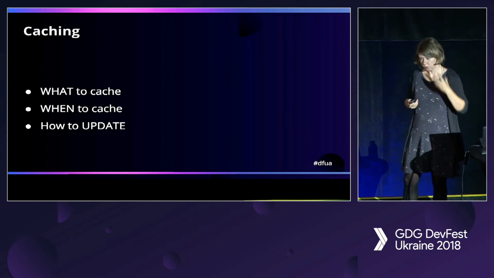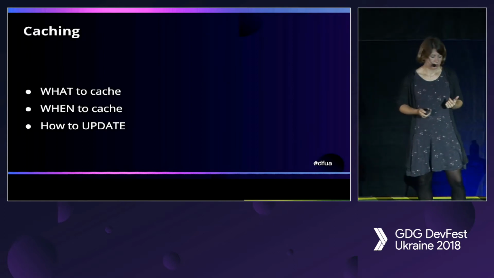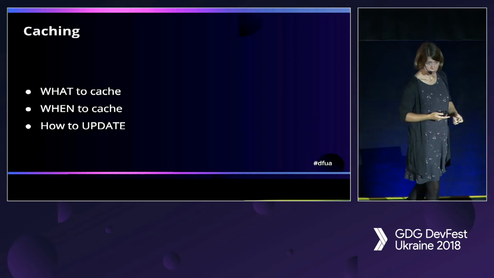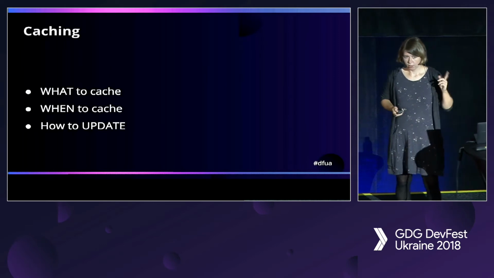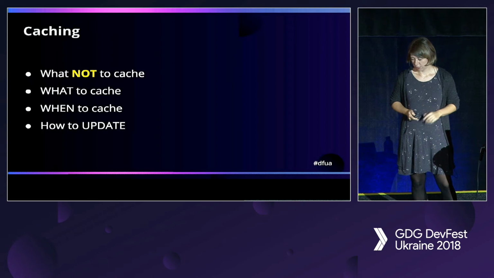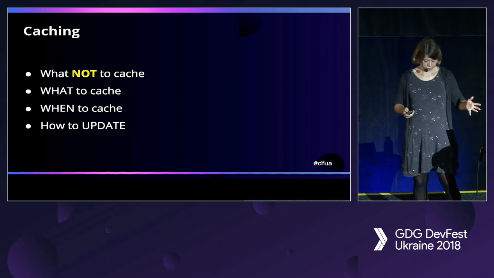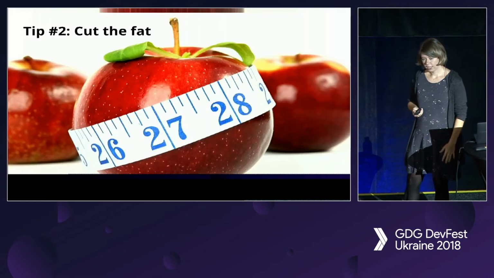What do you want to think about when designing caching for your app? Well, usually you want to know what to cache, when to cache, and when to update in case something changed. I also add one very important, in my opinion, question at the beginning, which is what not to cache, which is even more important than what to cache in some cases. So what not to cache?